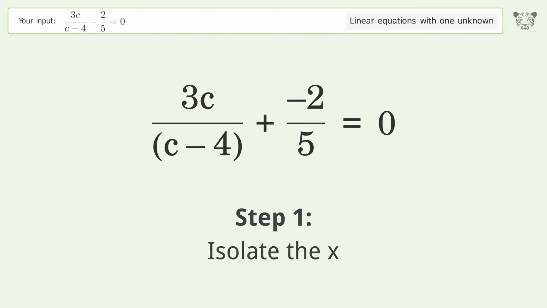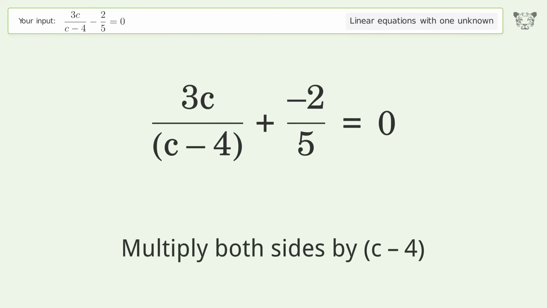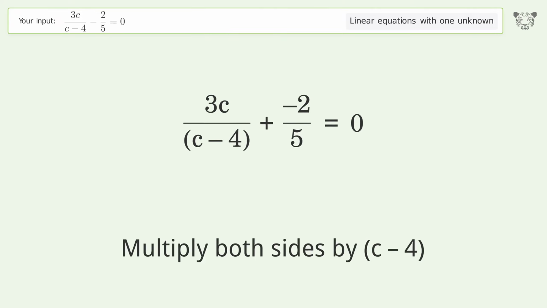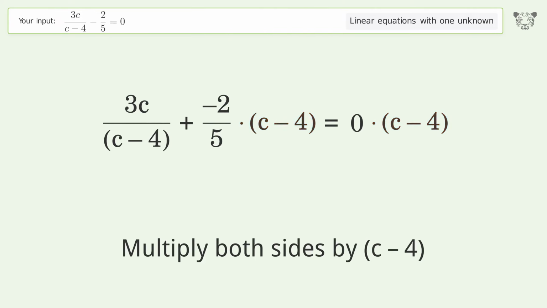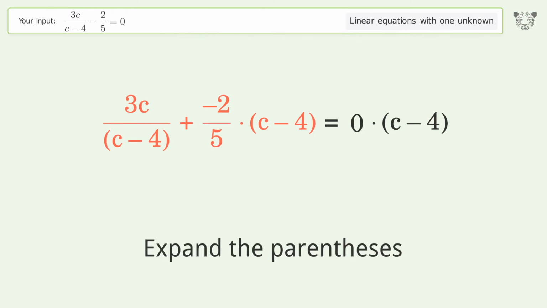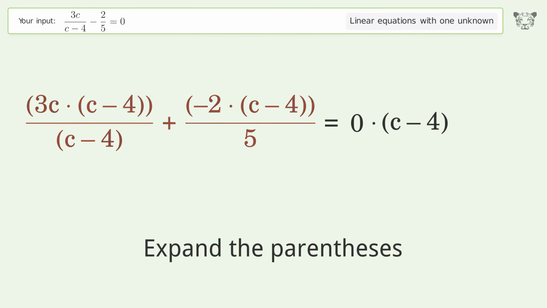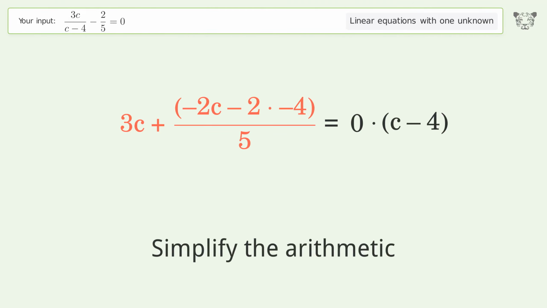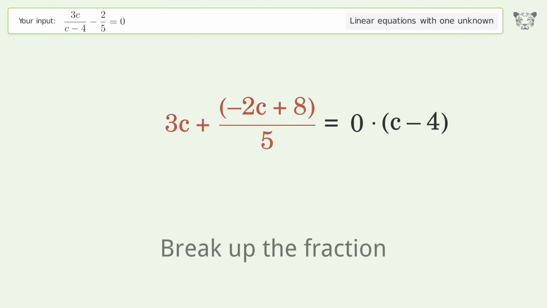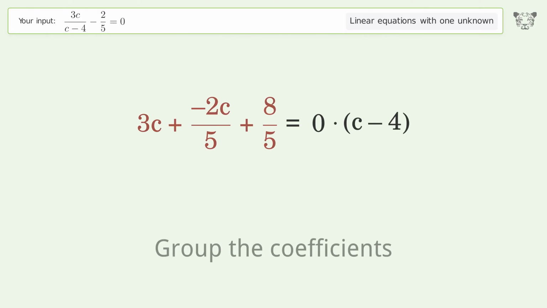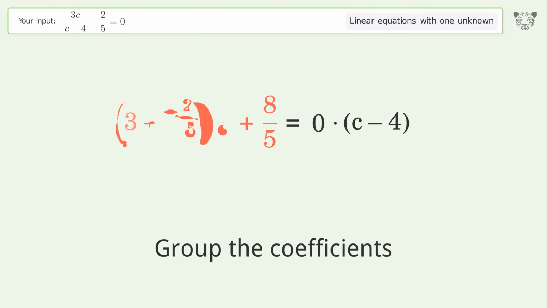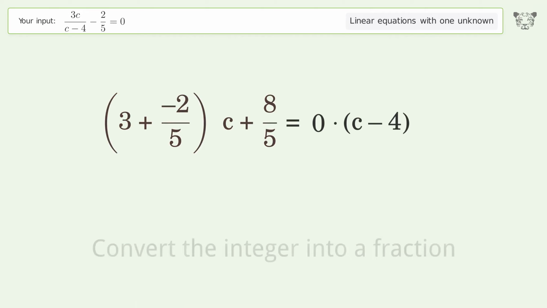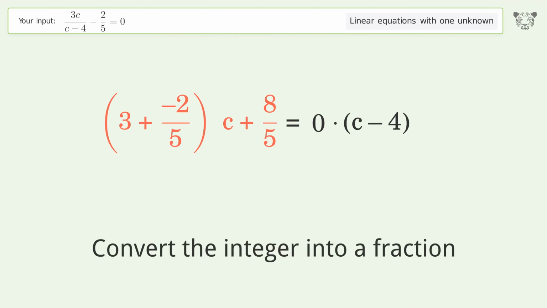Isolate the x. Multiply both sides by c-4. Expand the parentheses. Simplify the arithmetic. Break up the fraction. Group the coefficients. Convert the integer into a fraction.